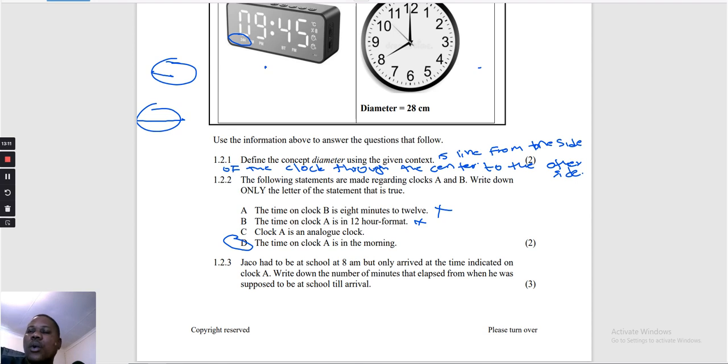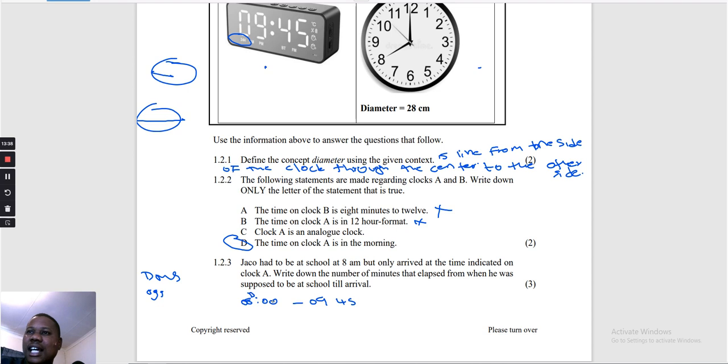So when you go to your calculator, there is this sign. If you're using the Casio, you're going to see this sign. If you're using the Sharp, it's going to be DMS. Okay, so you're going to say 8 o'clock minus 9:45. So what do you do? You press 8 and then you press that sign.